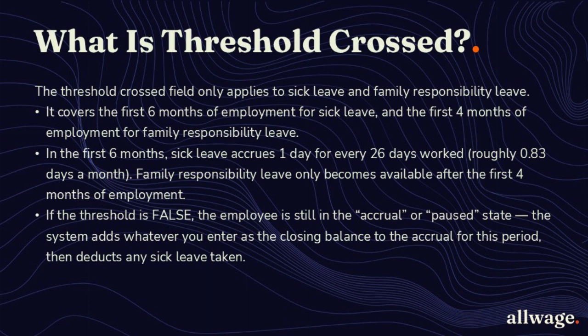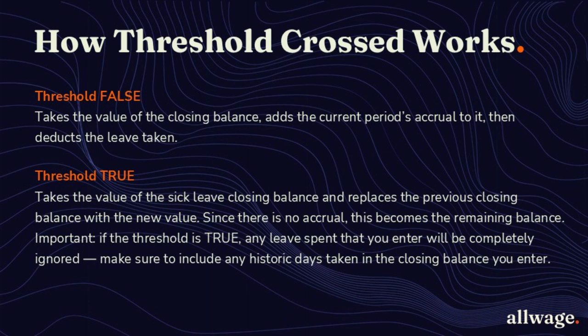You need to set the employees that are still in their first 6 and or 4 months of employment to false. If the threshold is false, then the closing balance will be used as an opening balance and the remaining days will accrue for the leave item once it has reached the applicable date. You will need to use the leave spent to deduct leave from the accrual balance.